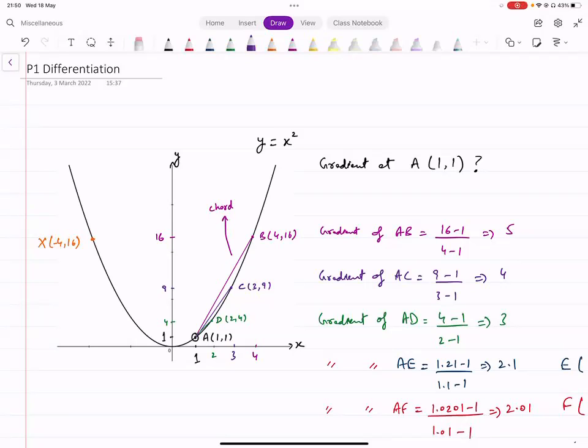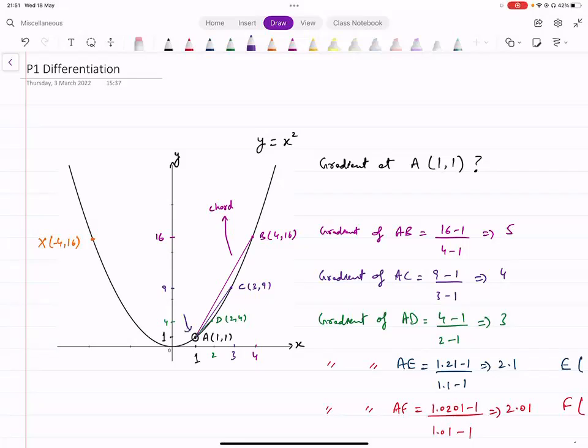First of all, we need to know the sequence of chords method. So for example, if you have a curve like this and you want to find the gradient at a particular point, let's say you want to find the gradient at this point A, which has coordinates 1 and 1. Earlier, in O levels, we used to draw a tangent here and then estimate the gradient. Another idea we can use is a sequence of chords.